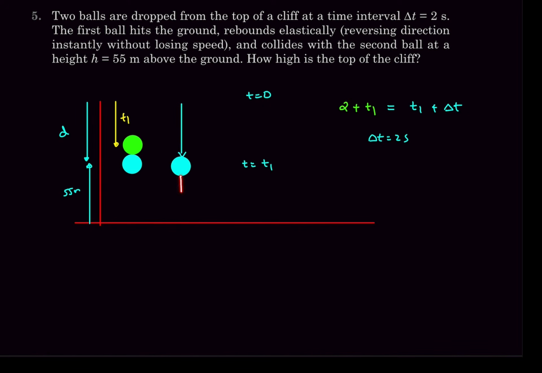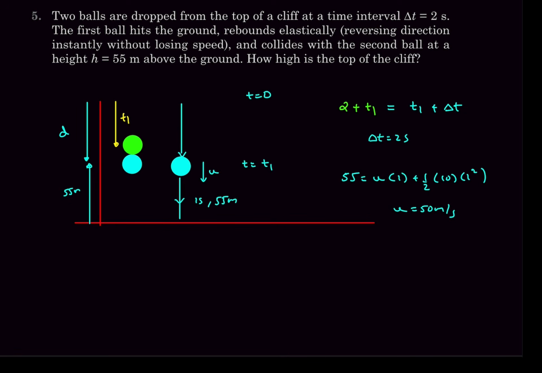So the time taken by the blue ball to hit the ground and come back is 2 seconds. So the time it takes to reach the ground is going to be half of it, which is 1 second. So in a time of 1 second, it covers a distance of 55 meters. So we can use s equals ut plus half at square. So we can say 55 is equal to the initial speed u, okay, times 1 second plus half into 10 times 1 square. And from here, u just comes out to be 50 meters per second.